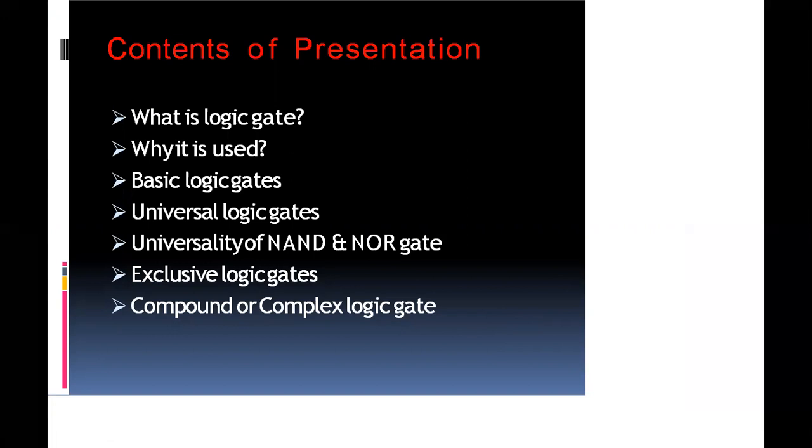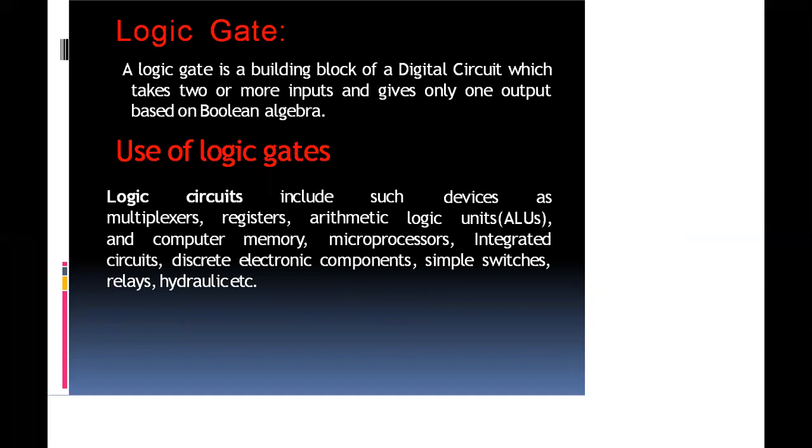Previously we have learned about logic gates and why they are used, basic logic gates, universal logic gates, the universality of NAND and NOR gates, exclusive logic gates, and compound or complex gates. A logic gate is a building block of digital circuits which takes two or more inputs and gives only one output based on Boolean algebra.